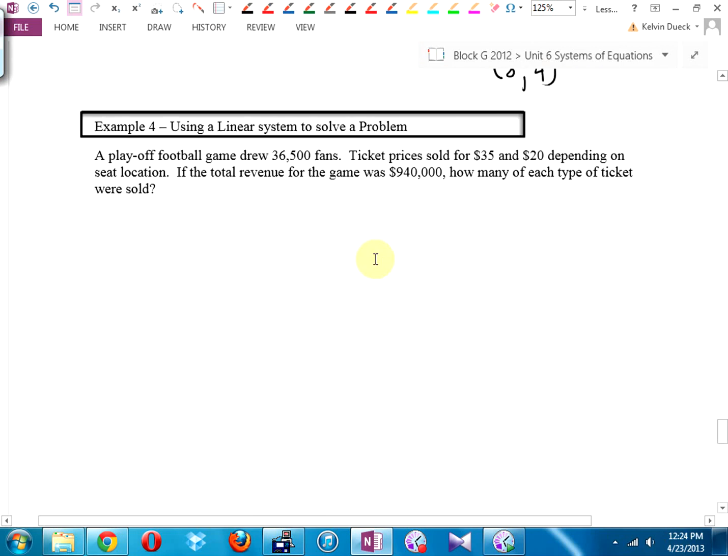Hey, I've been trying to convince you. We will be doing an entire lesson on nothing but word problems. And trust me, they get better. But here is an example of one.